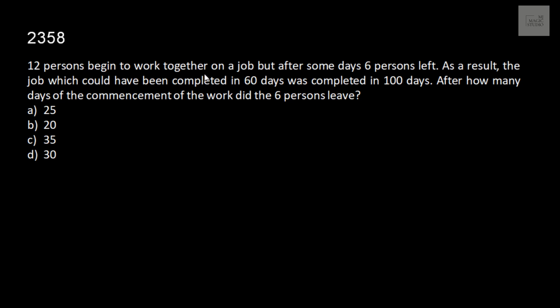12 men begin to work together on a job, but after some days, 6 left. As a result, the job, which could have been completed in 60 days, was completed in 100 days. 12 men would have completed the job in 60 days. But what happened actually? 12 people were able to work only for X days, and then 6 people left. Then 6 people worked for more days so that the entire work is completed in 100 days. So these 6 people work for 100 minus X days.